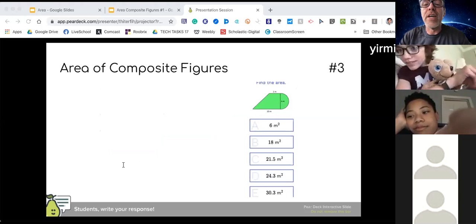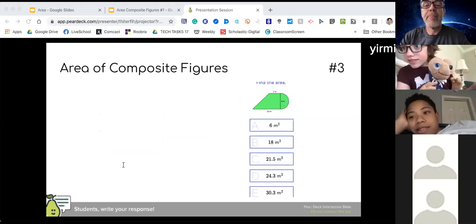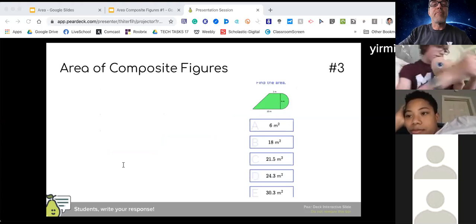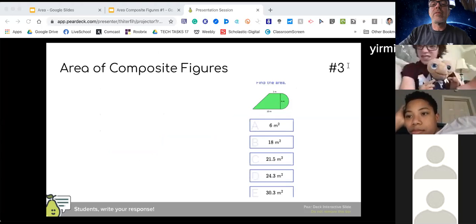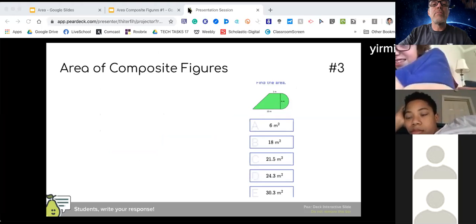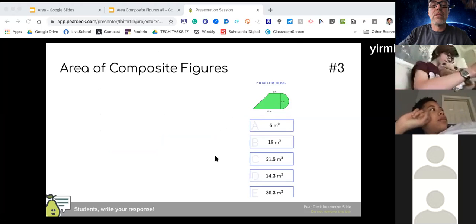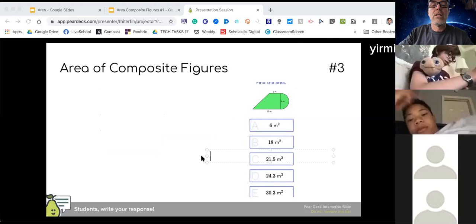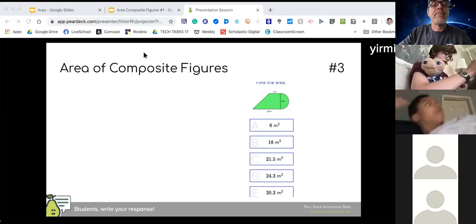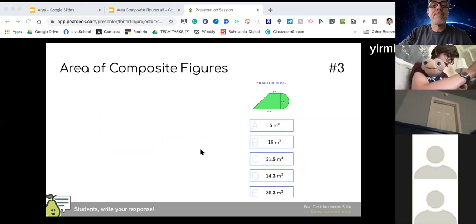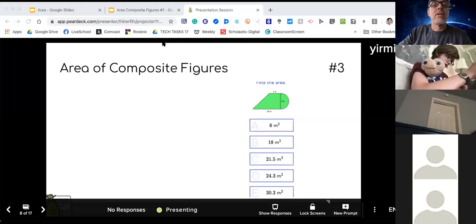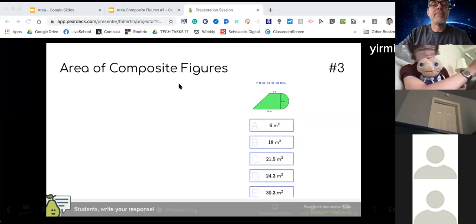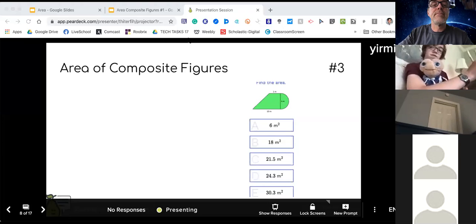Okay, on this one, what are you gonna do? That's a tractor. I think you have to do 10 plus 2 times 4 divided by 2, then find out the radius.